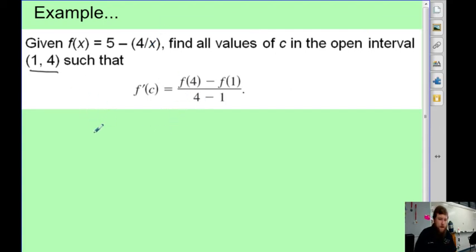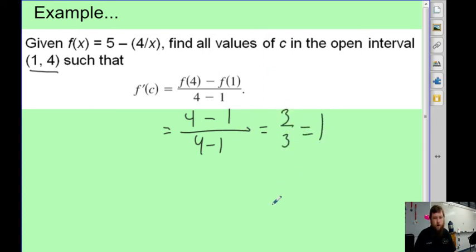All right. So what I want to do first is see what f prime of c actually evaluates to here. So I'm going to just start plugging in. f of 4 is 5 minus 4 over 4, so 5 minus 1, which is 4, minus f of 1, which is 5 minus 4 over 1, so 5 minus 4 is 1, over 4 minus 1. If you plug those in, you get 3 over 3, which is 1. So my f prime of c equals 1.